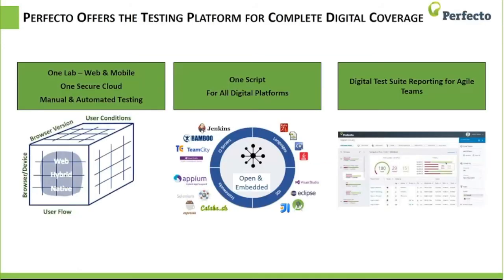Now, if you look at our platform, it can be broken down into three main things. From one perspective, we provide a single lab where you can test your web, mobile, and hybrid applications across a variety of real devices as well as web browsers, and we provide one secure cloud that allows you to perform both manual and automated testing, regardless of the browser version, the device type, as well as the environmental user conditions. We also give the ability that we call one script, which is the ability to write a single script to test across multiple digital platforms, and we provide a very strong reporting solution that allows you to very quickly zoom in into the problematic areas and find where exactly you need to focus your troubleshooting.